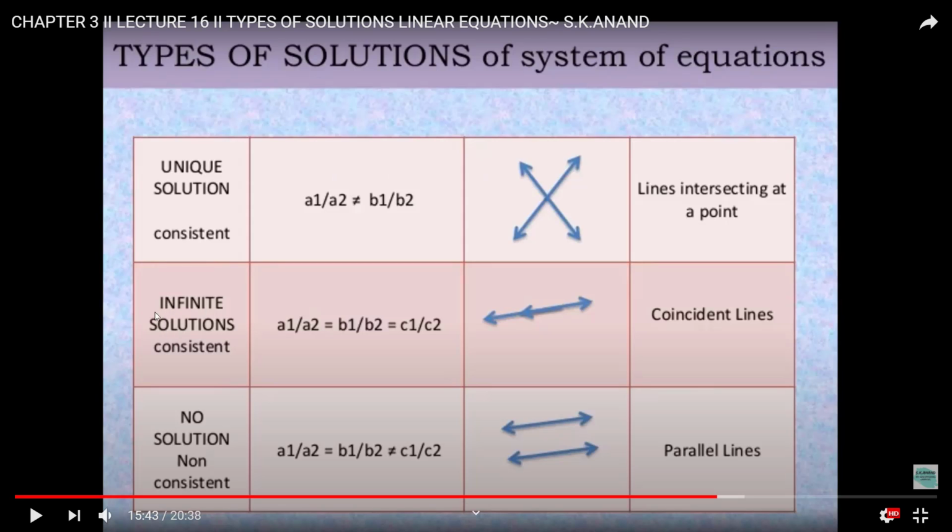Now move to the second one, infinite solution. When a1 by a2 is equal to b1 by b2 is equal to c1 by c2, you will get coincident lines, meaning the lines overlap each other, and you will get an infinite number of solutions. You will get no solution whenever a1 by a2 is equal to b1 by b2 but not equal to c1 by c2. In that case you will get parallel lines which never intersect. You can take a screenshot of this presentation on the types of systems of linear equations.